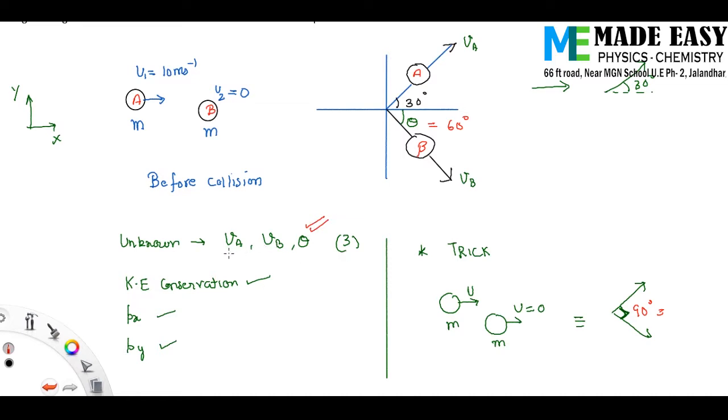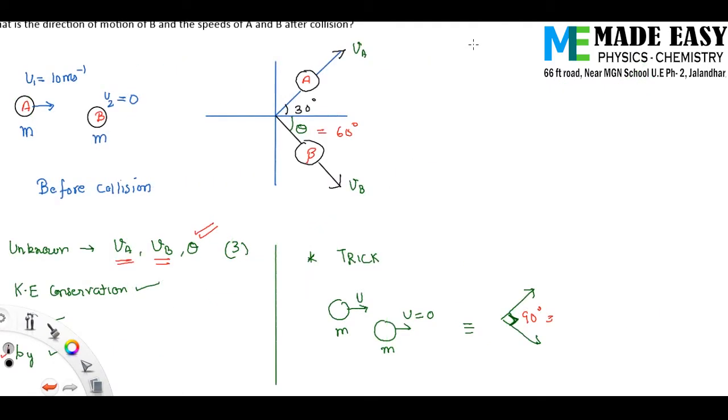The only thing we are left with is how to find the velocities of A and B. Simply conserve the momentum along x and along y. Okay, let's do it. Let's talk about momentum along the x-axis. The initial momentum of the system along the x-axis is equal to mv, that is m into 10, and the momentum of the other particle was 0. So the total initial momentum is 10m along the x-axis.